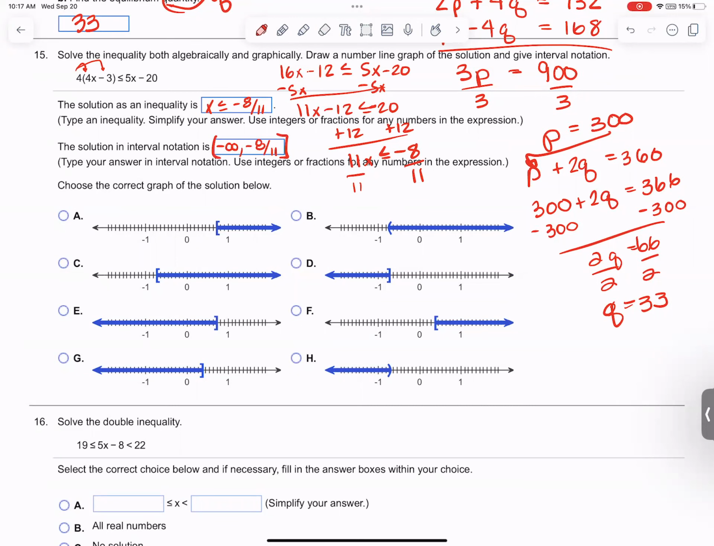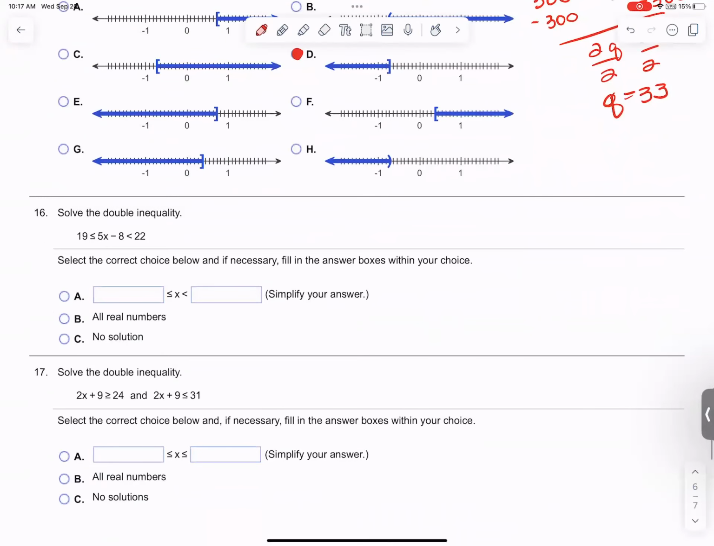So which graph is that? Is it D? It's got a point to the left. So it's between D and E and G. But E and G both start at a positive value. And we're starting at a negative, so it has to be D. By the process of elimination, it has to be D. I got 3 minutes to do 2 problems. Solve the double inequality.